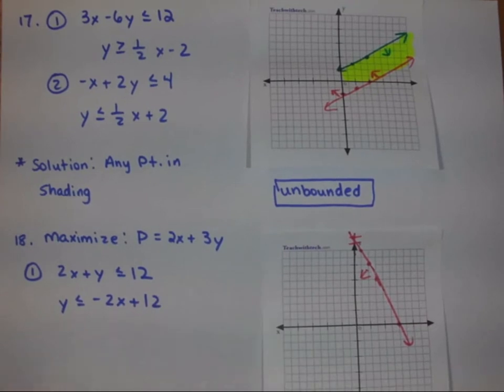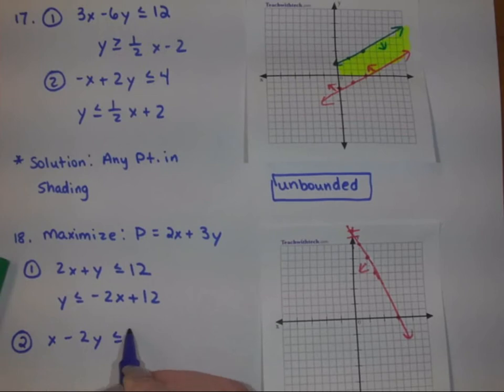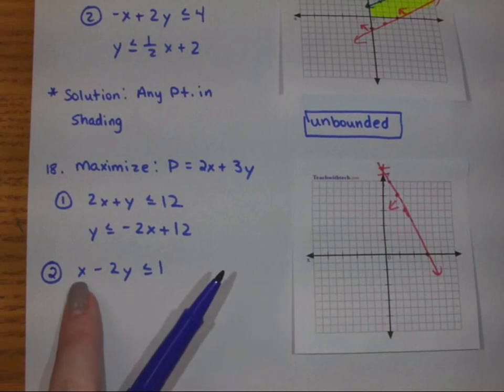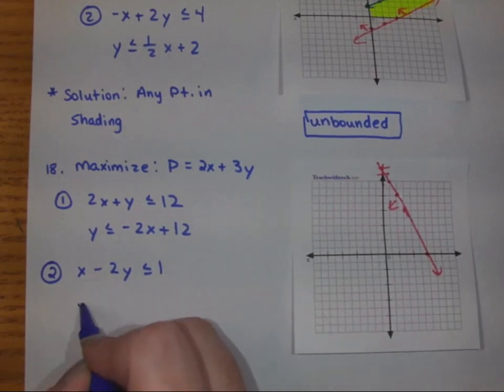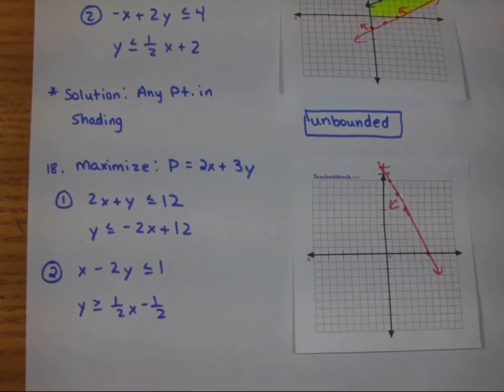And then the second equation, which starts off looking like x minus 2y is less than or equal to 1. If you move everything over, and you are going to have to switch the inequality sign here too, you would subtract x, you would divide by -2. So you should get the equation y is greater than or equal to 1/2 x minus 1/2.